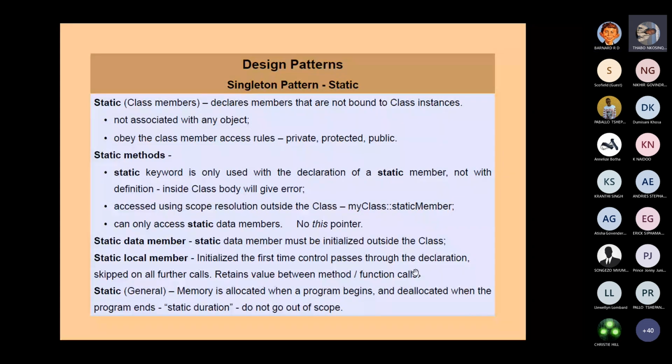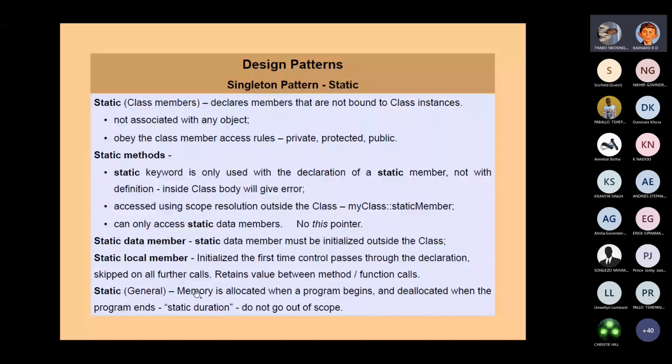Then in general, static memory is allocated when a program begins and deallocated when the program ends. It's known as static duration. And it does not go out of scope anywhere in your application. So even though you get to the end of curly brackets or a method returns, your static members do not go out of scope. They exist for as long as the program exists. As I said, the memory is allocated when the program begins and deallocated when the program ends. They do not ever go out of scope within your application.